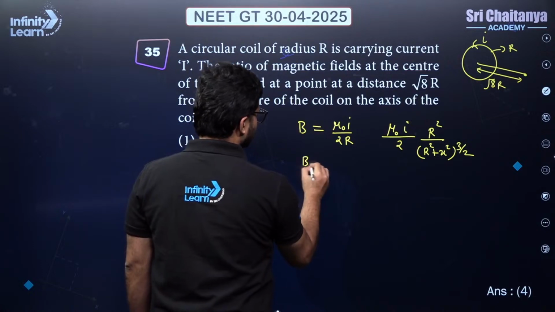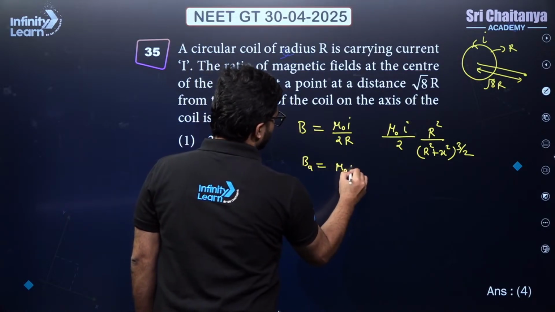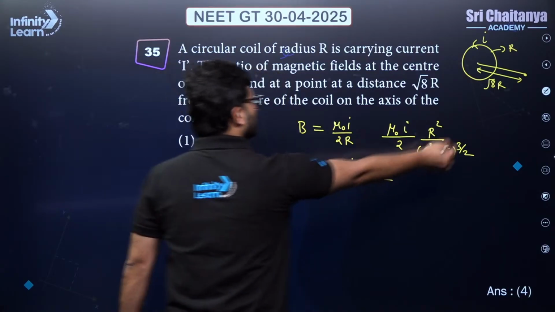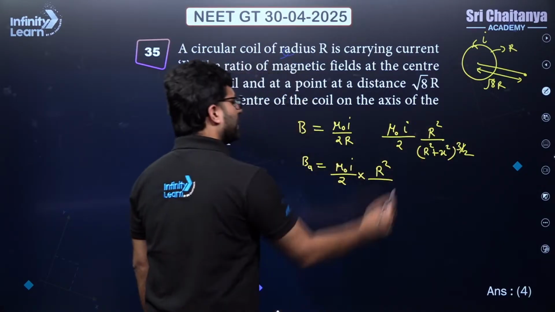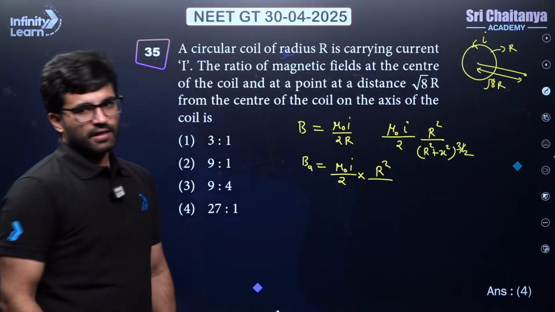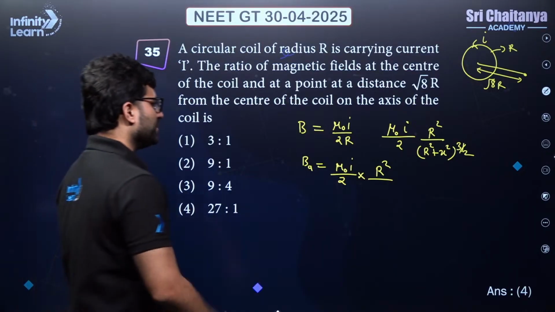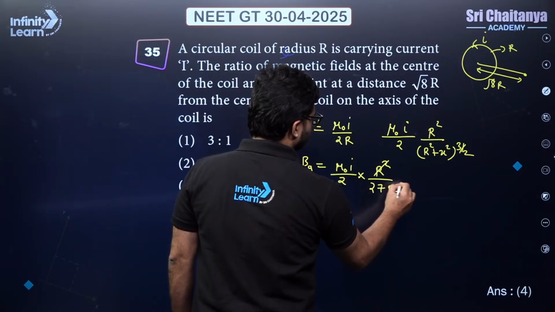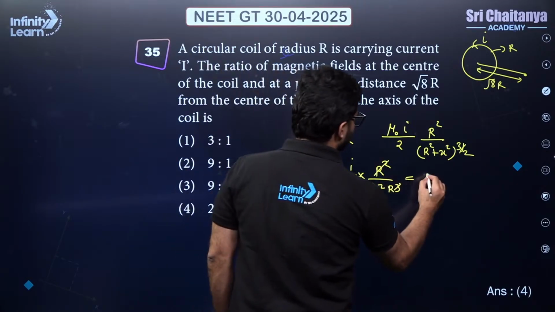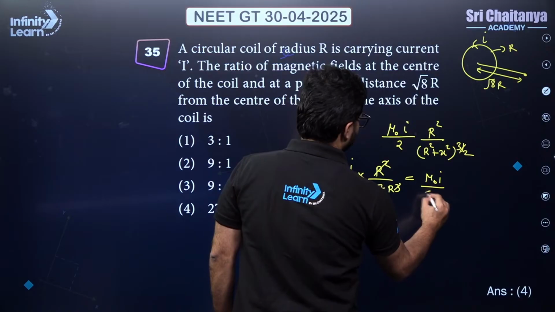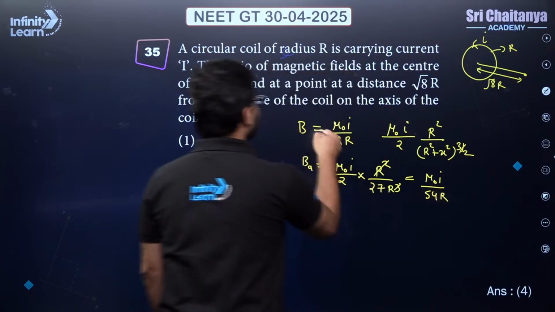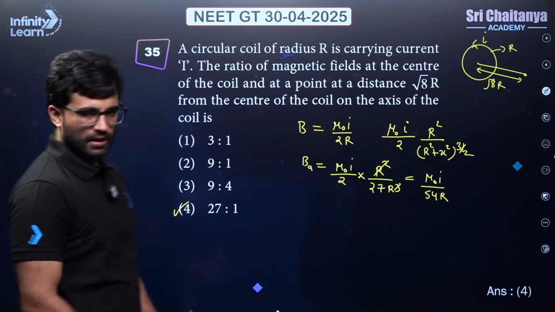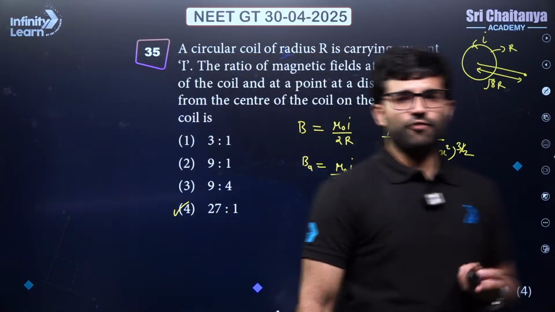So you put that root 8 r here. So you will get on the axis mu naught I by 2, r square divided by, so root 8 squared will become 8. So 8 plus 1 will be 9. 9 is nothing but 3 square, and then there will be 3 cube. So that would be 27 r cube, and that would be equal to mu naught I by 54 r. Now you have to take the ratio, right? So that would be 27:1. Easy, right? So this is a formula based question.